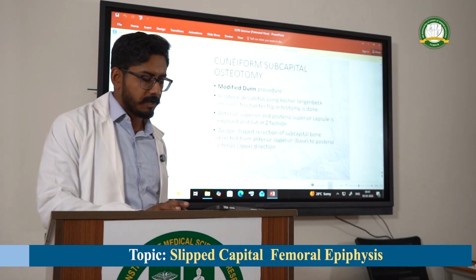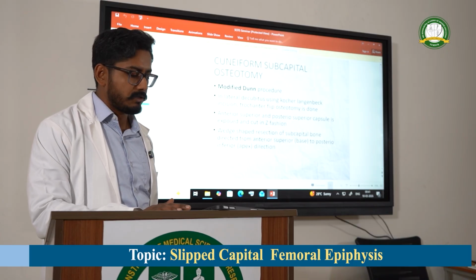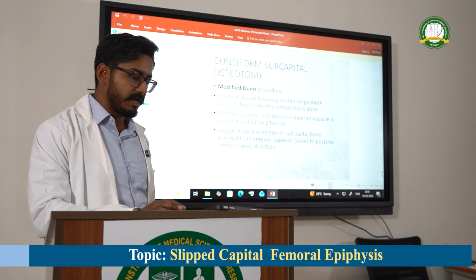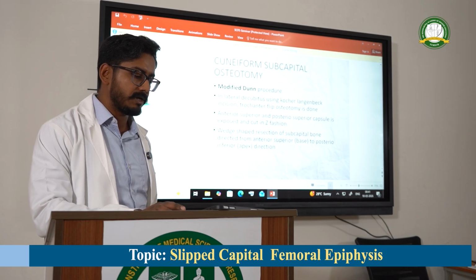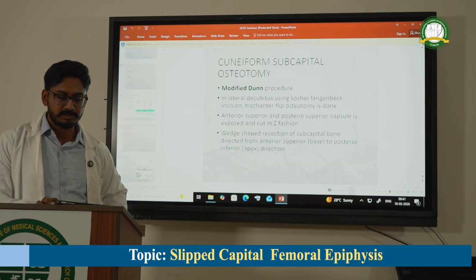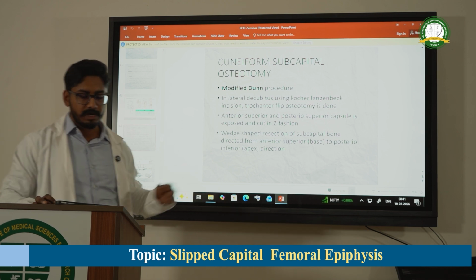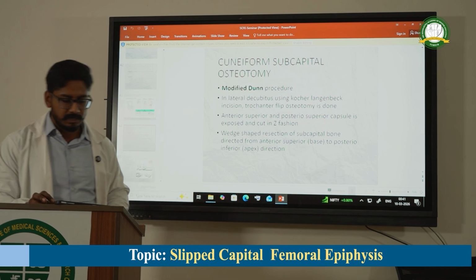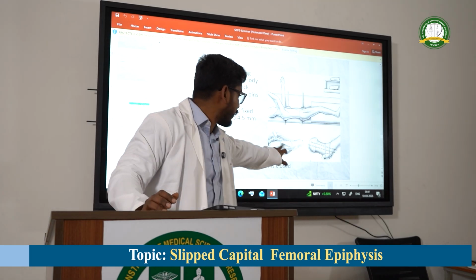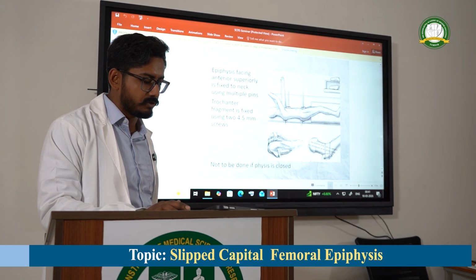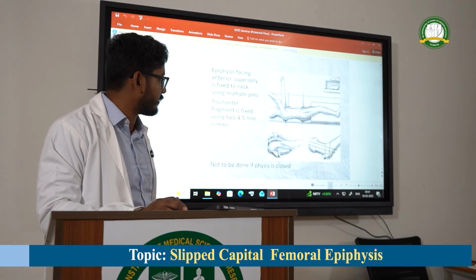Cuneiform subcapital osteotomy. It is also known as modified Dunn's procedure. We place the patient in lateral decubitus using the Kocher-Langenbach approach. We do trochanteric flip osteotomy as shown in this figure. And anterior superior and posterior superior capsule is exposed and cut in Z pattern.